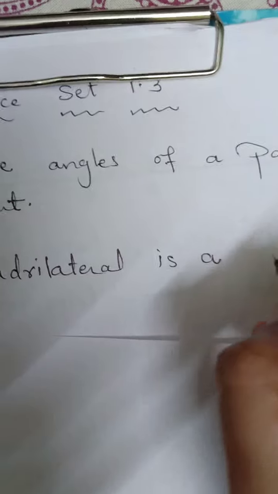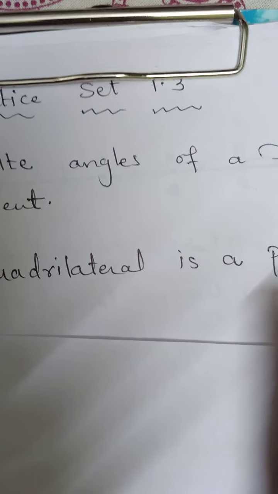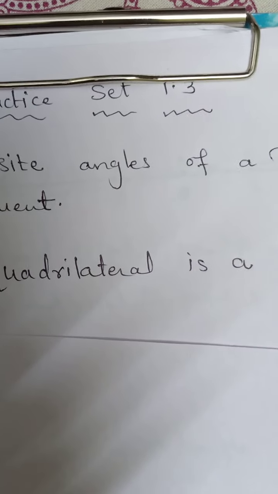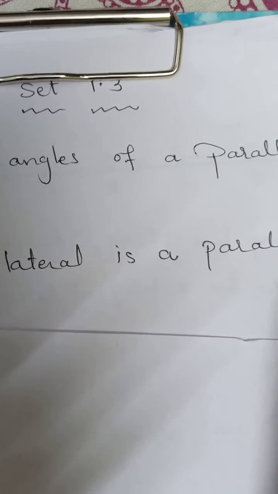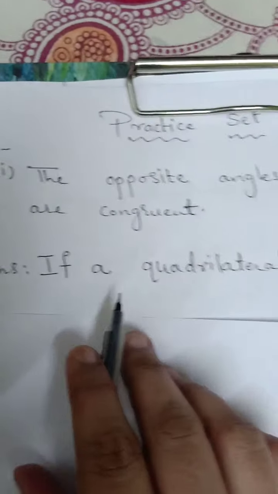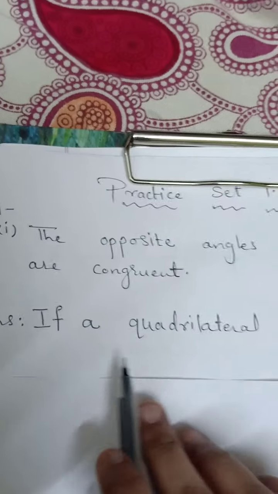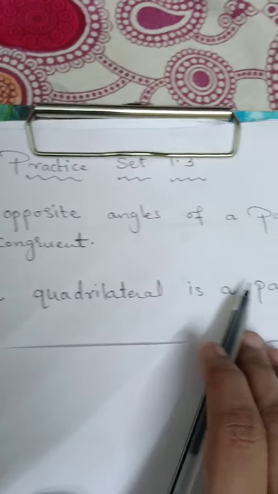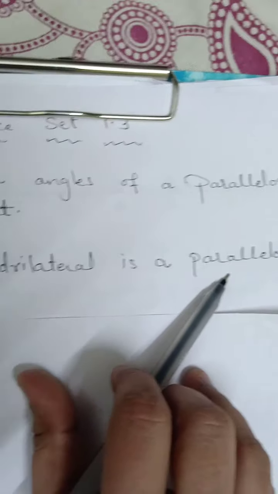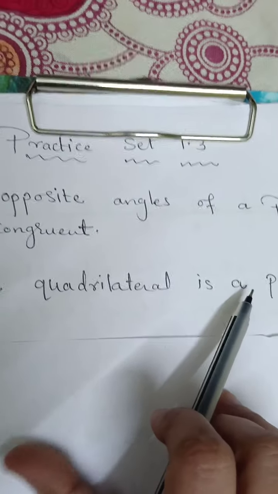is a parallelogram. How do you have to start the statement? If a quadrilateral, it is talking about a quadrilateral, so we are writing the statement: if a quadrilateral is a parallelogram. That means if the given figure or quadrilateral is a parallelogram. So the first statement is completed.